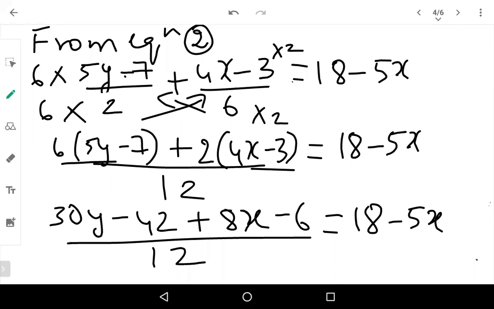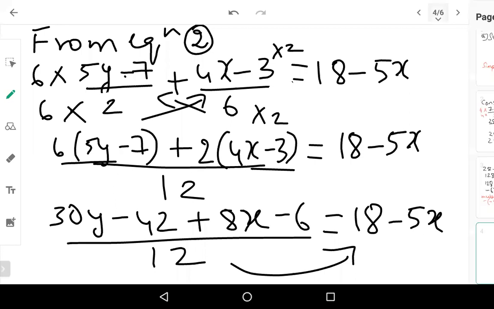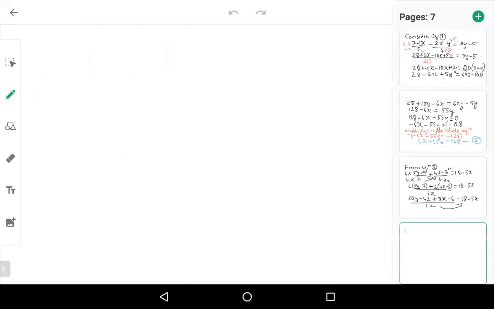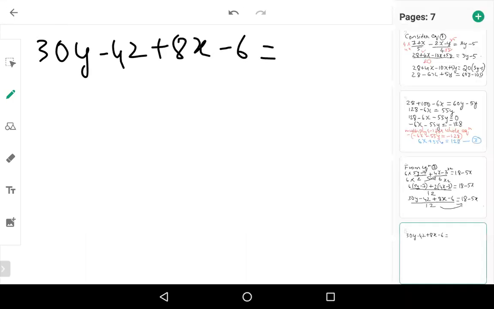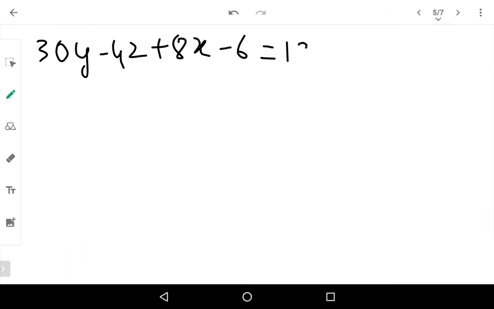Okay. Now, let us go on. Now we will have to take 12 to the other side. So what will it become? So we will have 30y minus 42 plus 8x minus 6 is equal to, we'll have to take 12 to the other side, so 12 into 18 minus 5x.